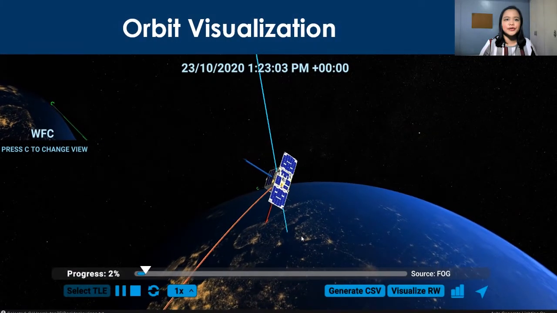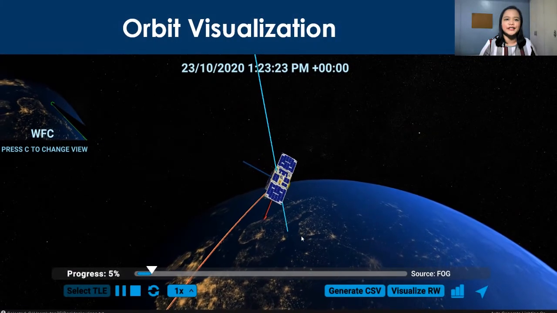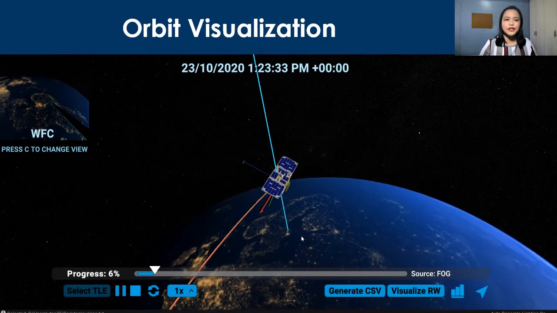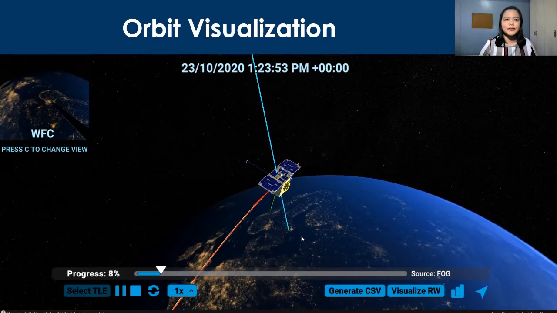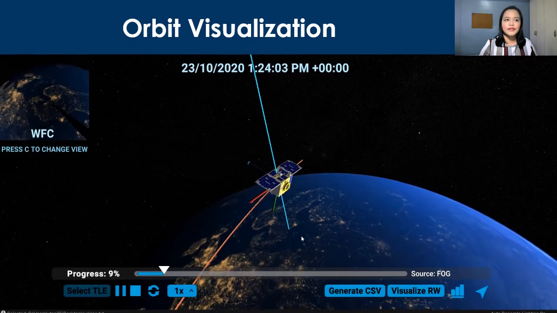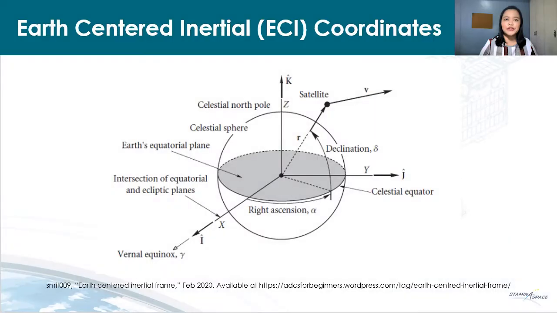First is the visualization of the satellite orbit in 2D and 3D. In this example, the orange line here is the orbital path of the satellite. Using the SGP4 model, MATA projects the satellite's position in the 3D environment based on the Earth-centered inertial or ECI coordinates.